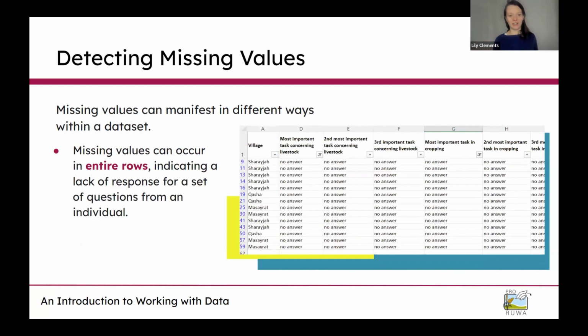You can also have missing values in entire rows, which indicates a lack of response for a set of questions from an individual. So here we can see about 13 or so individuals who have given no answer to a whole set of questions about livestock. Now, is this because they don't have livestock? If it is, then it's fine that those answers are missing, because they obviously don't need to answer those questions. However, if these individuals do have livestock and they're not answering those questions, then it's missing. There is a correct value there that they are not giving.